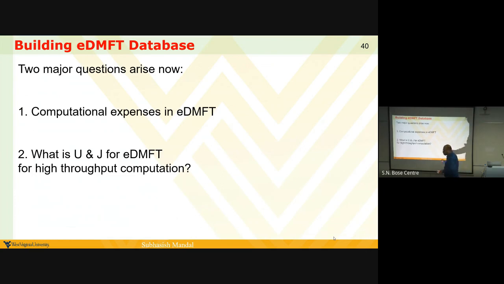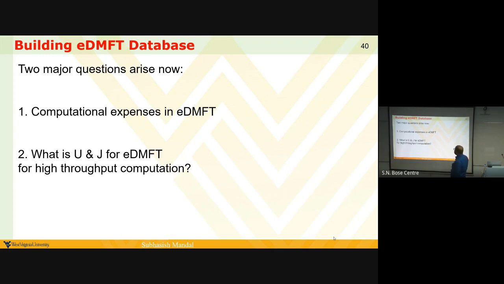Okay, so now we can actually think about it. So we cannot spend all the materials and compare. But now we have some leading stories saying that now we can actually build the NFT data. And immediately you are going to ask me two questions: what about the computational expense? And what about the U and J you are fitting in the DFT plus U? Are you going to tune it for every calculation?